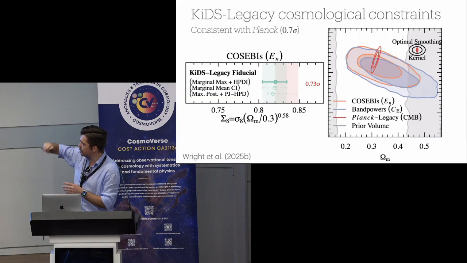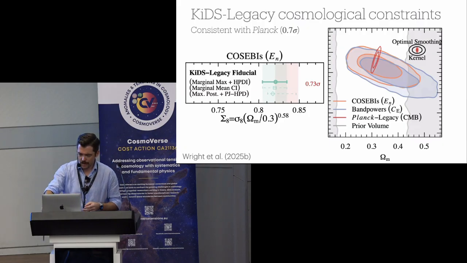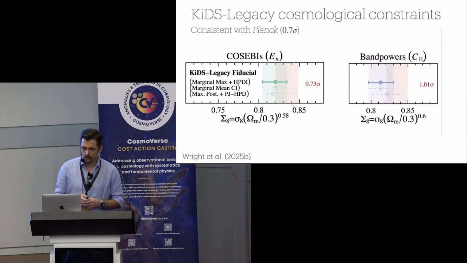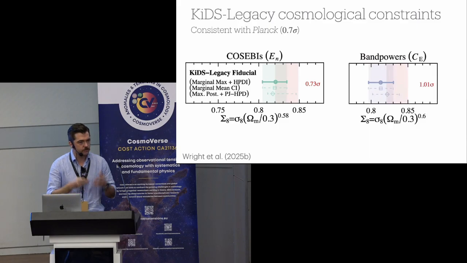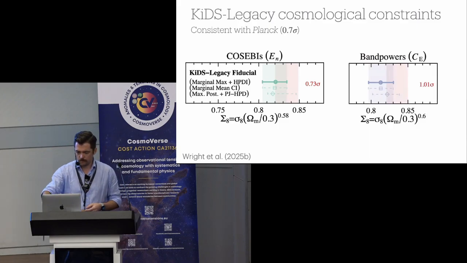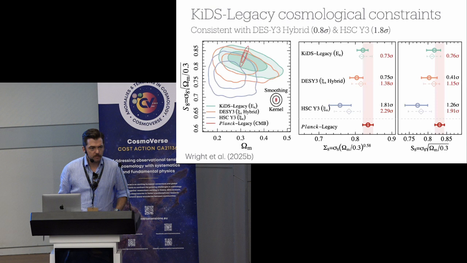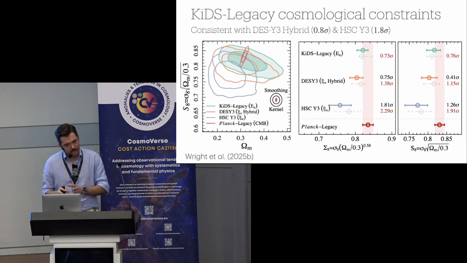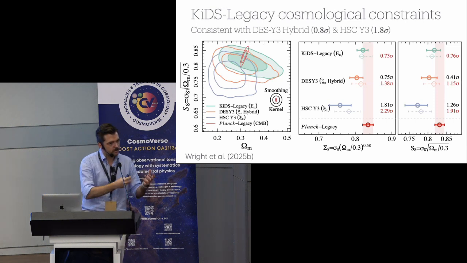This is for one of our statistics, the COSEBIs. We also have another contour that you can see here in purple, which is for another way of reweighting your shear correlation functions, called band powers, and you can see those are also consistent with the results from Planck. Furthermore, at the end of KiDS-Legacy, we then ask the question, how does this agree with the landscape of Stage 3 cosmic shear surveys as they currently stand?